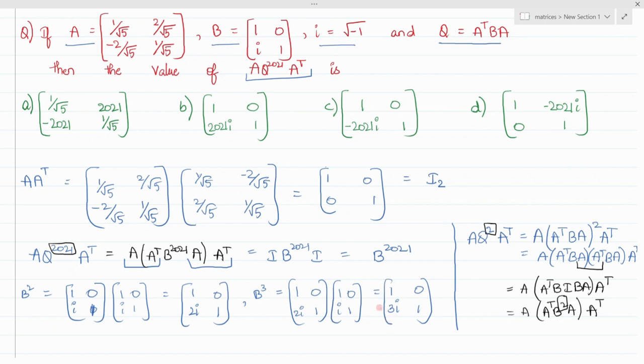So now B power 2021 becomes 1, 0, 2021 iota, 1, right? So option B is the required answer to this question.